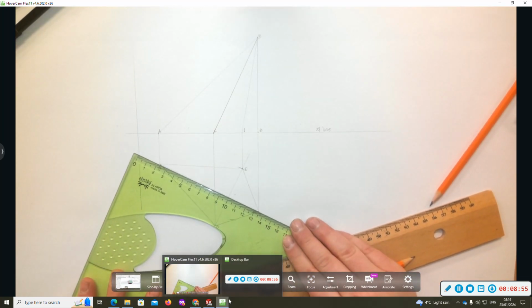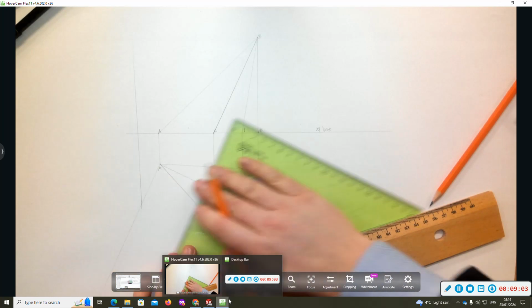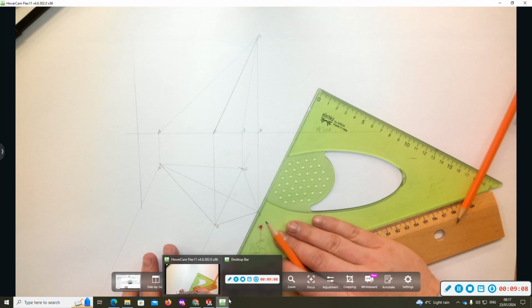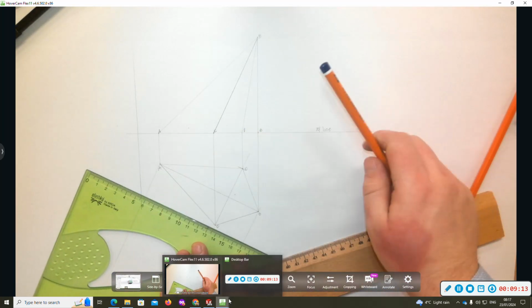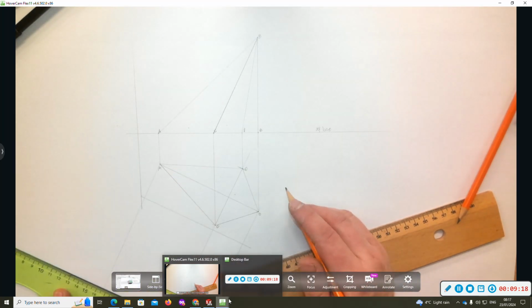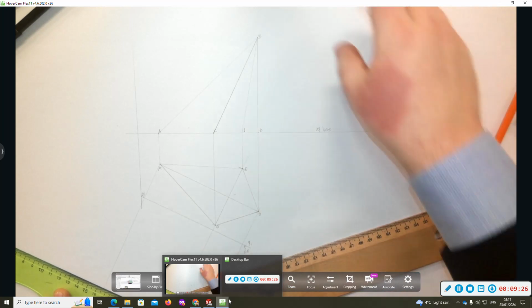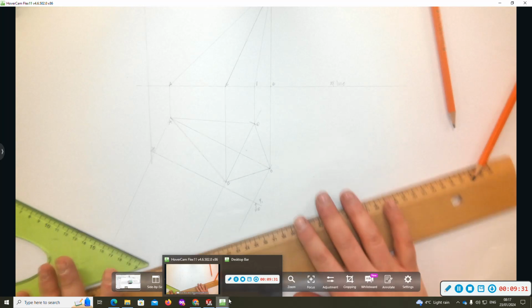So I'm going to line my set square up parallel to AB. I'm going to project the points A, B, C and D perpendicular to the line of intersection. I'm going to draw in an X1, Y1 line. It's the HP. And I'm going to take my heights from my elevation.